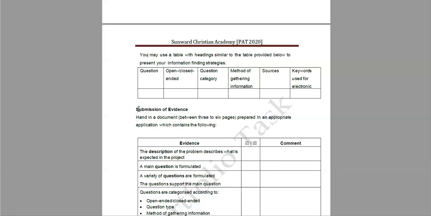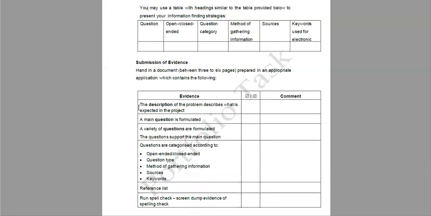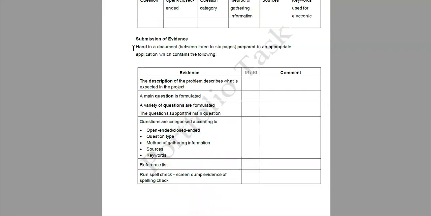Look, your keywords is not important in, for example, your survey, because you're not going to have keywords. Keywords you use for when you are searching for your Google stuff. Okay, then submission of evidence. Hand in a document between 3 to 6 pages prepared in an appropriate application that contains the following.